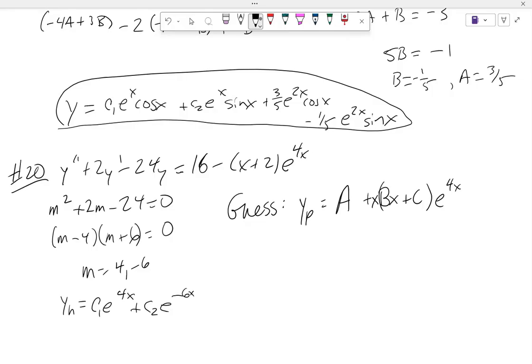I don't need it on the a, because the a had nothing to do with the e to the 4x, right? That 16 is all by itself. I don't need to worry about the 16, but I do need to worry about the x plus 2 times e to the 4x. I will write it this way, though, just to help with derivatives. I'll write this as bx squared plus cx times e to the 4x.